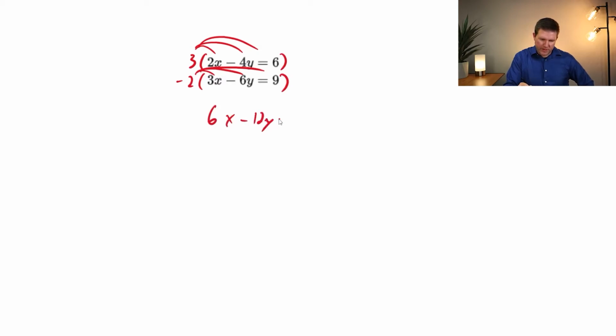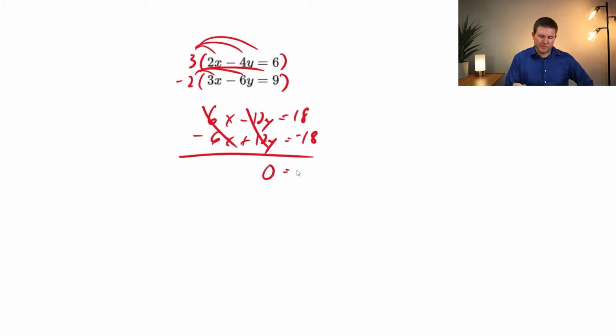So 6x minus 12y equals 18, and then negative 6x, positive 12y, negative 18. You guys see what's going to happen? X's are gone, and you have 0 technically on the left side, right? When everything disappears, and then 18 minus 18 is 0. Is this true? Yes, it is.